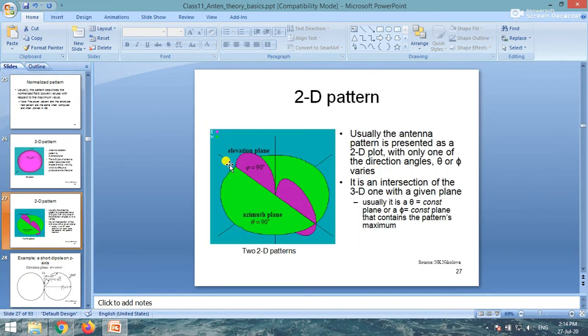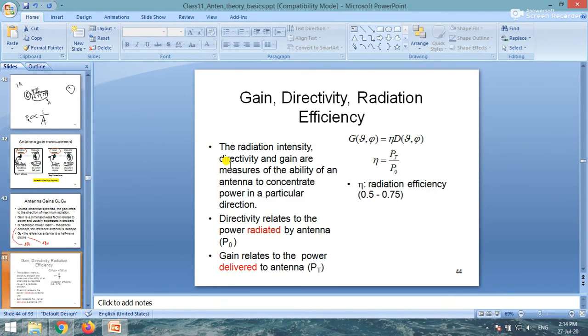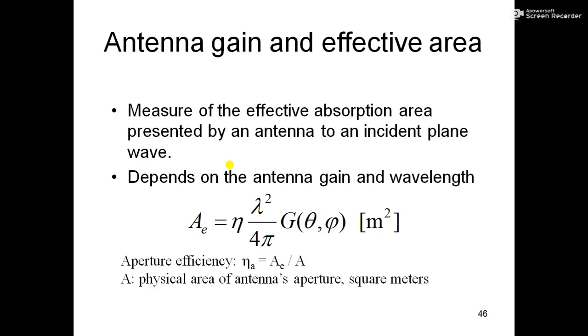So from the gain, efficiency and all these radiation patterns, what we do is that we represent the power of this antenna as an effective area. The main idea is: to deliver the same amount of power, what should be the size of an aperture if we replace the given antenna by an aperture antenna? So it is the measure of the effective absorption area presented by an antenna to an incident plane wave. It depends upon the antenna gain and wavelength. The aperture efficiency is given by eta A equal to AE by A, where A is the actual area and AE is the effective area. This is one terminology which is commonly used for representing how big the antenna is.